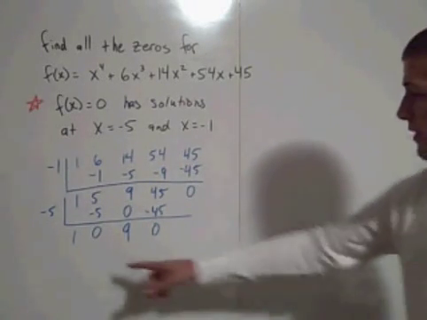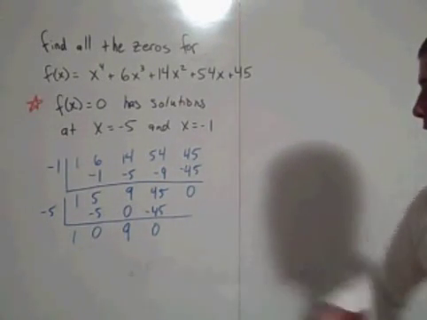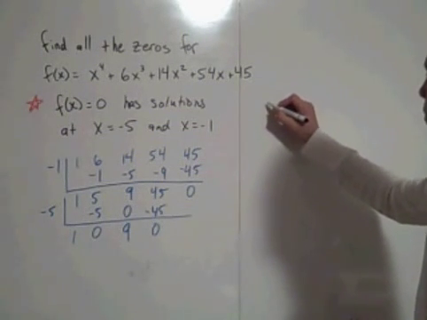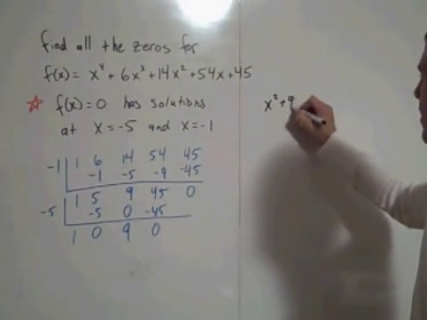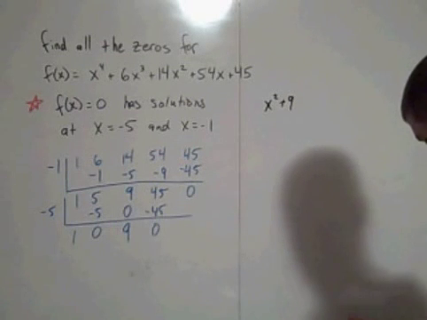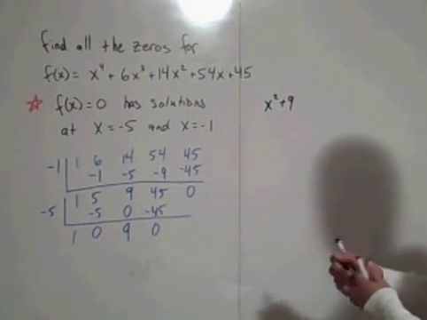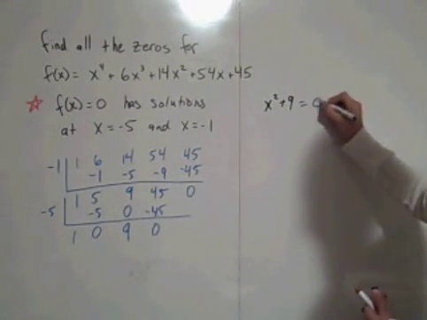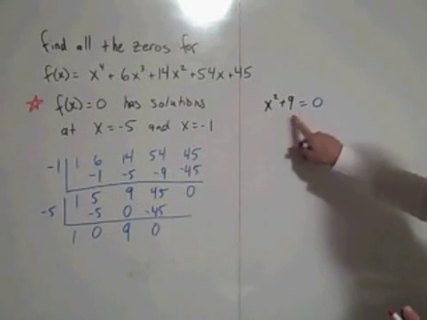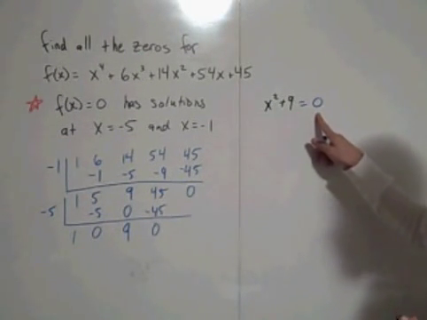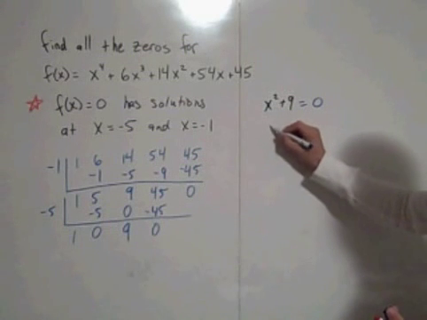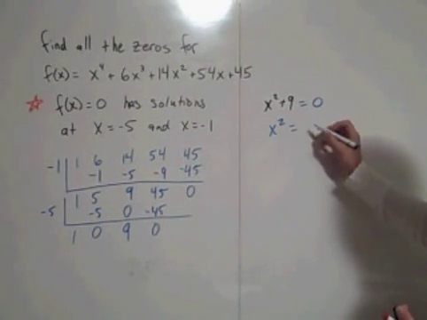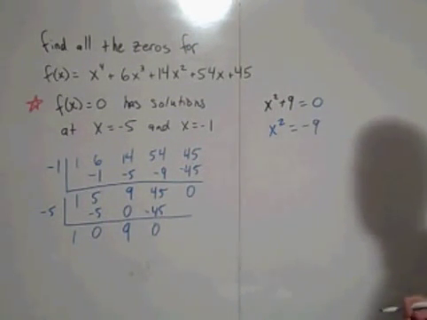So what we have left here is a polynomial x squared plus 9. So we have x squared plus 9 left. We want to know when that is equal to 0. So when x squared plus 9 is equal to 0, well, to solve this we subtract the 9, so x squared is equal to negative 9.